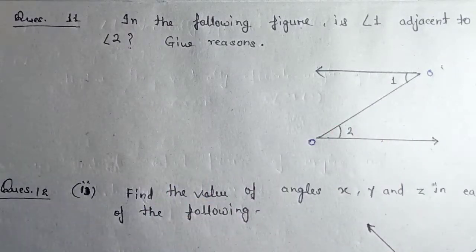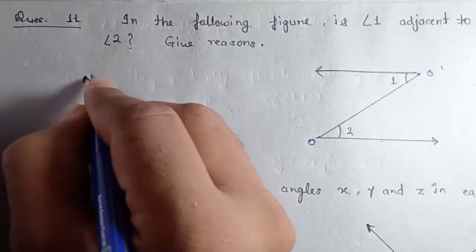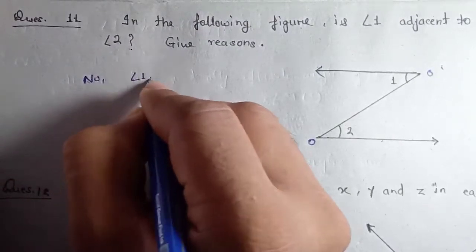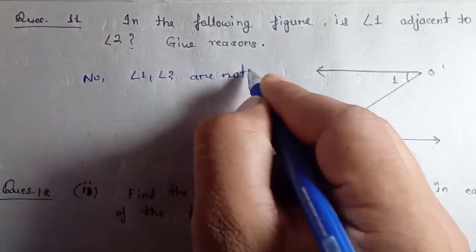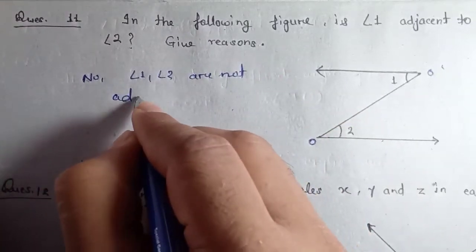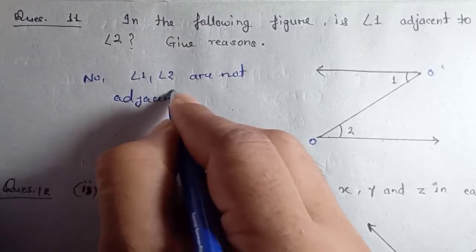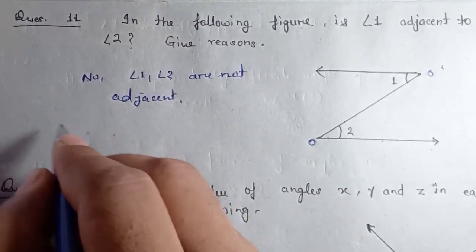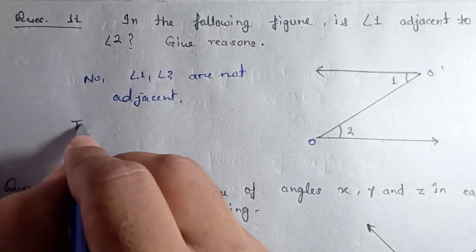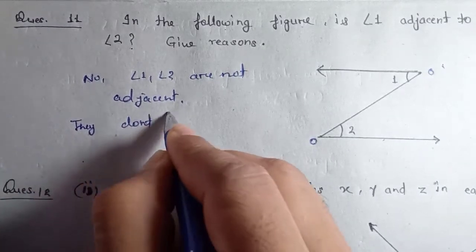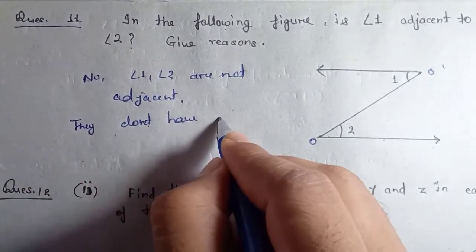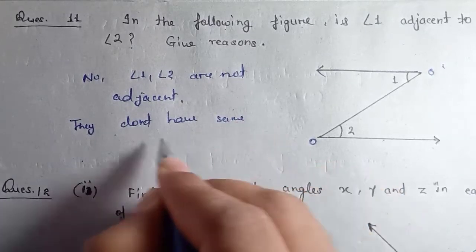So yes, you can write here, no, angle 1 and 2 are not adjacent angles. Why? Because they don't have the same vertex.